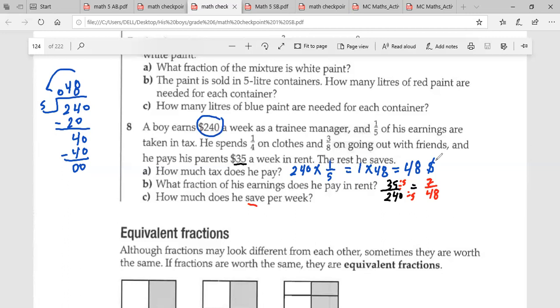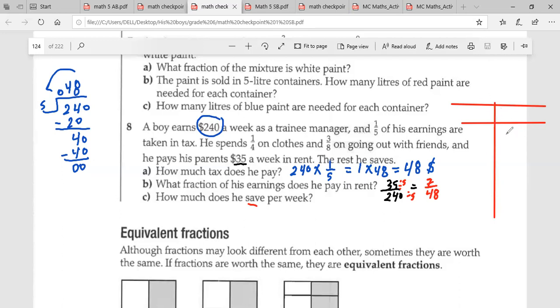You have to do a lot of steps to calculate it. How to do it? The tax, I already calculated, is equal to 48. I have to calculate the spending on clothes, which is 1/4, and the going out with friends, which is 3 out of 8. I have to calculate them and subtract after that from 240. And how to do it?